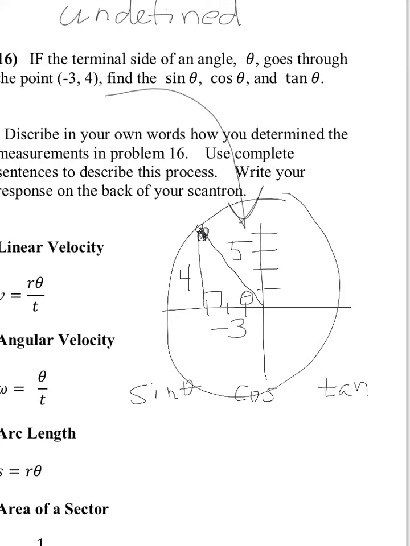Okay? So we're going to use our trig ratios that we practiced, and we're going to determine what the sine, cosine, and tangent is. Sine is side opposite over hypotenuse. So side opposite is 4 over hypotenuse is 5. So sine of theta is 4/5. Cosine of theta is the side adjacent to the angle theta. So that would be the negative 3. So negative 3 over 5. And tangent is sine over cosine. So this would be 4 over negative 3. And that's it. That's all you have to do for number 16.